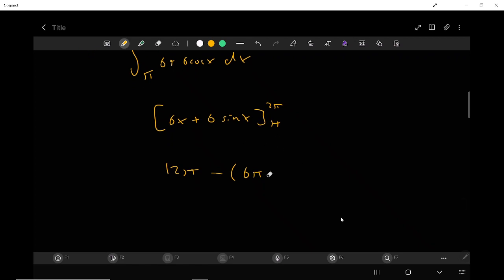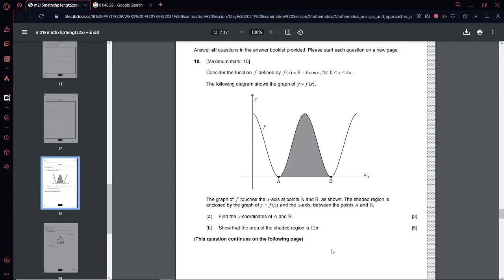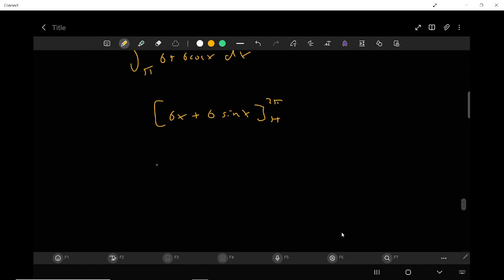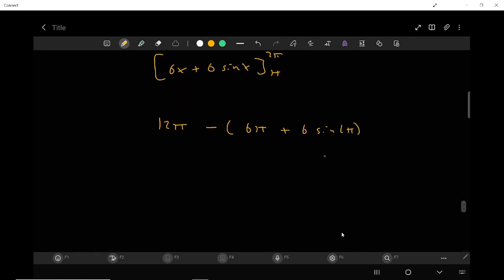What's sine pi? Oh, wait, no, sine 2 pi. Don't worry, I've hit a boundary. I'll spend about another minute on this. Show that the area of the shaded region is 12 pi. So it should be 6x plus 6 times the integral of cos, which is sine. 12 pi plus 6, so sine 2 pi, which is 0. So then minus 6 pi plus 6 sine pi. There's 0 on both.